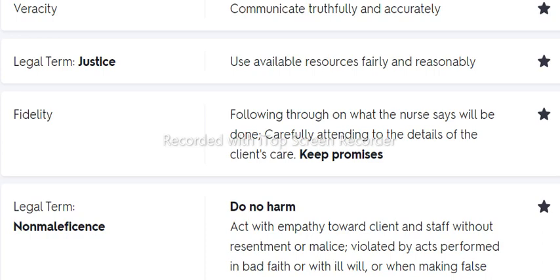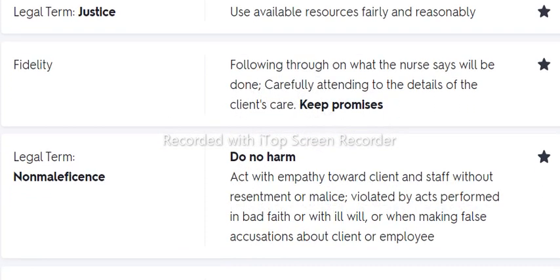Veracity. Communicate truthfully and accurately. Legal term, justice. Use available resources fairly and reasonably.